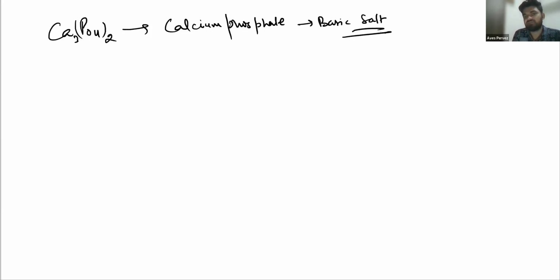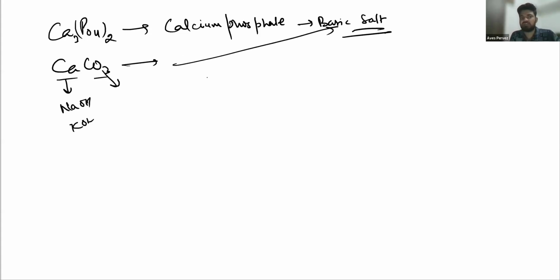So if someone asks you about calcium phosphate and calcium carbonate, CaCO3, it is neither from NaOH or KOH, nor from H2SO4 or HCl, but still it is a basic salt. Both are basic salts. Calcium phosphate and calcium carbonate are basic salts. Copy this one.